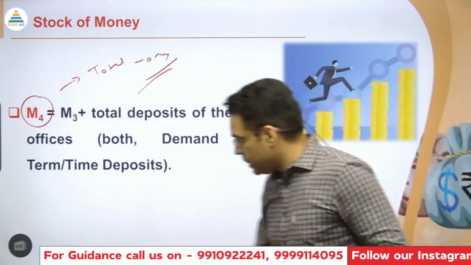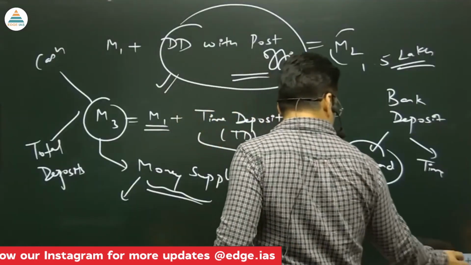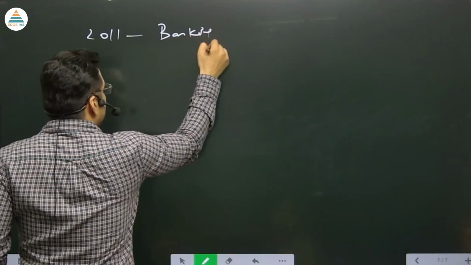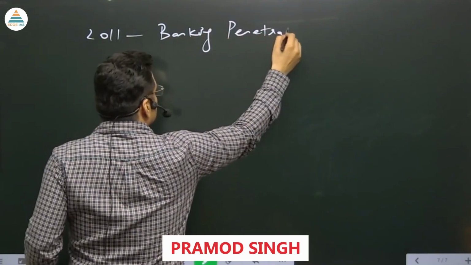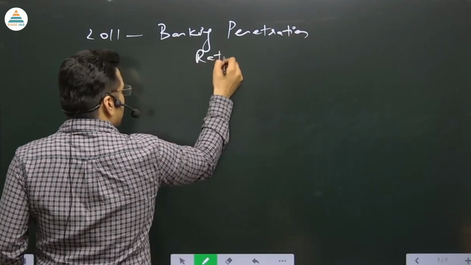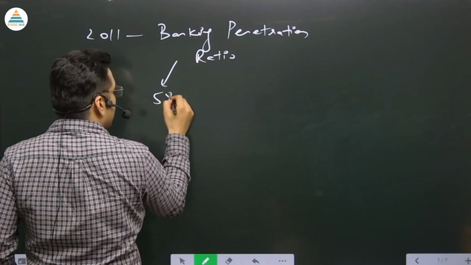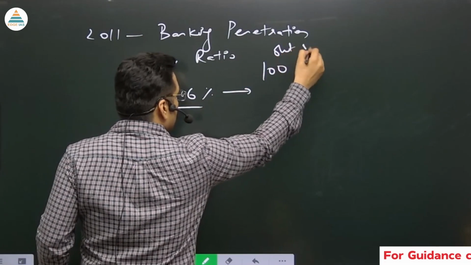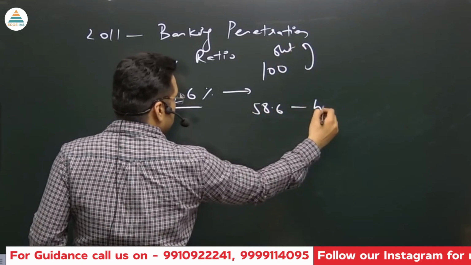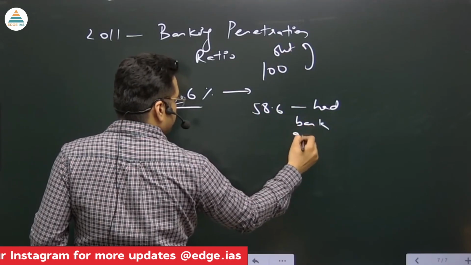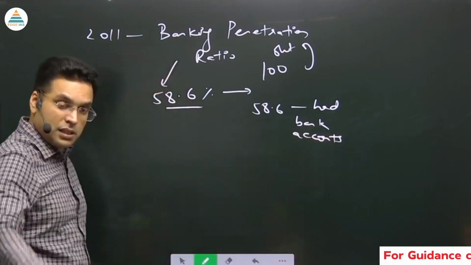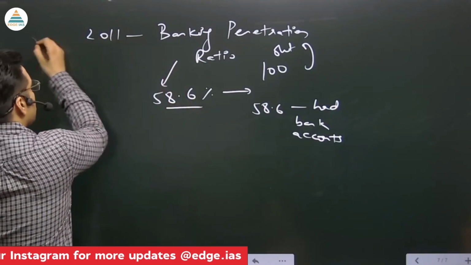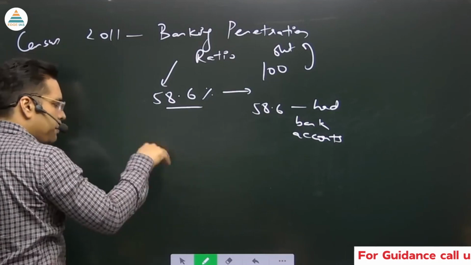I will give you data that will surprise you. Just 10 years ago, in 2011, the banking penetration ratio in India was how much? 58.6%. It means out of 100, 58.6 people had bank accounts. Can you believe that? Just 11 years ago. This number has changed today and is almost close to 100. But this was as per census 2011, which means people did not have access to banks.